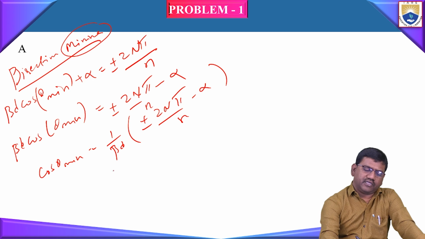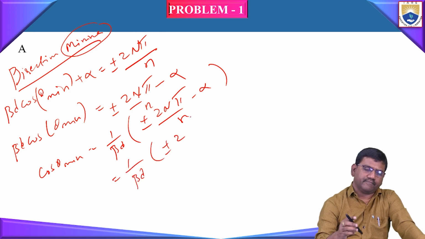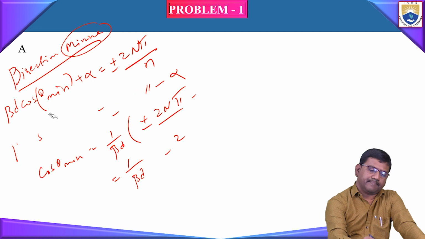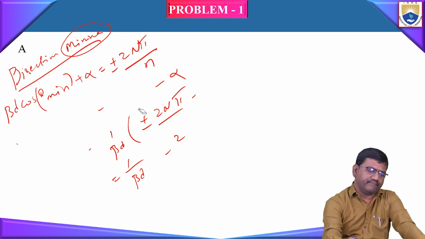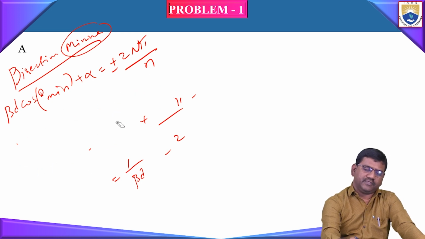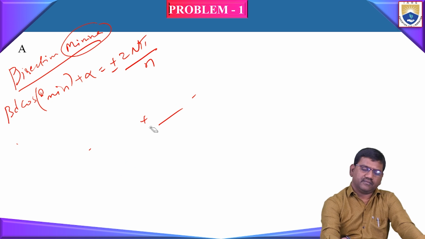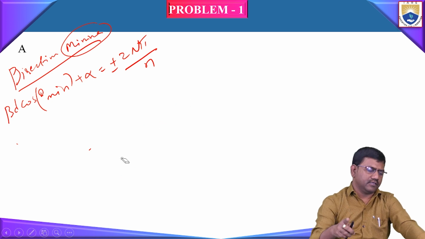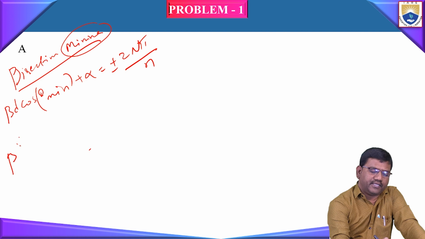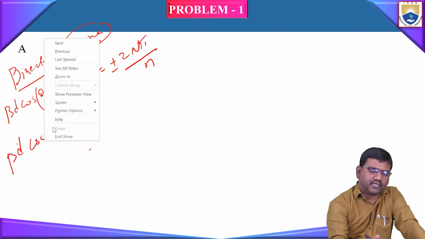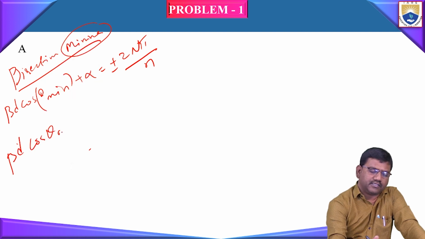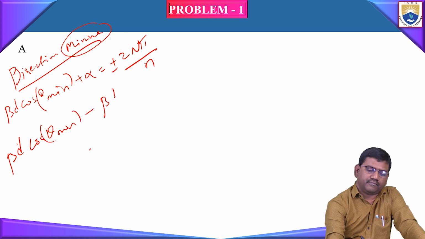So from this equation we can also simplify 1 by beta d into plus or minus, so we know that alpha is equal to minus beta d. Let us substitute beta d here only. So here beta d cos theta min minus alpha is equal to minus beta d. This is equal to plus or minus 2n pi by N.